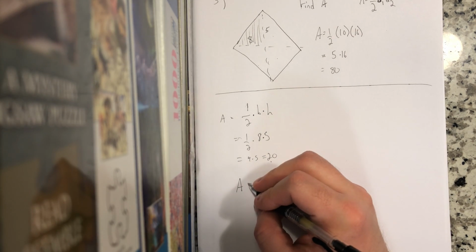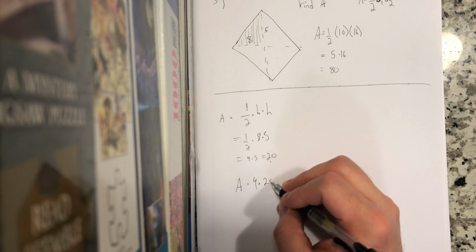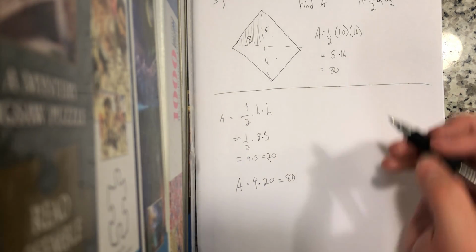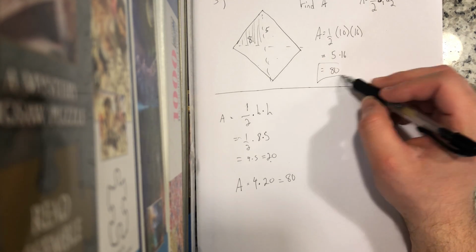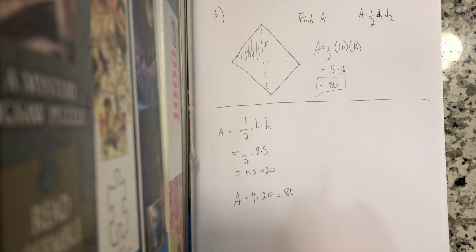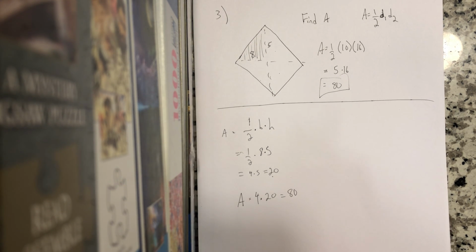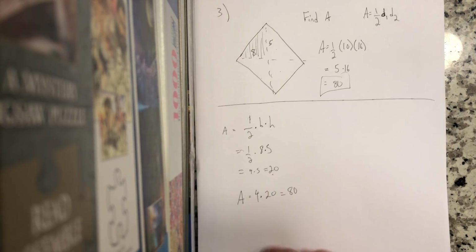So the area of the whole thing is going to be 4 times the area of one of the triangles, which here is 20, which is going to give 80, which matches up with what we found from the original formula up there. So it's just another way to look at it with the rhombuses.